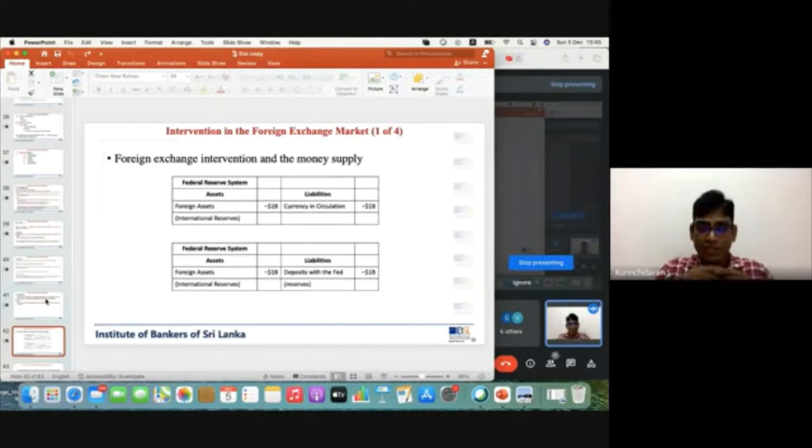So for the $1 billion the central bank will issue the dollars and then get the rupee, right? Whoever is going to buy dollars is going to pay in rupees. So rupees come in. When the rupees come in, the central bank liability is now reduced by 1 billion, because the currency already issued is coming back into the central bank. So liability decreases. Similarly, foreign assets, that means dollars the central bank has already sold, decrease. This is one part.